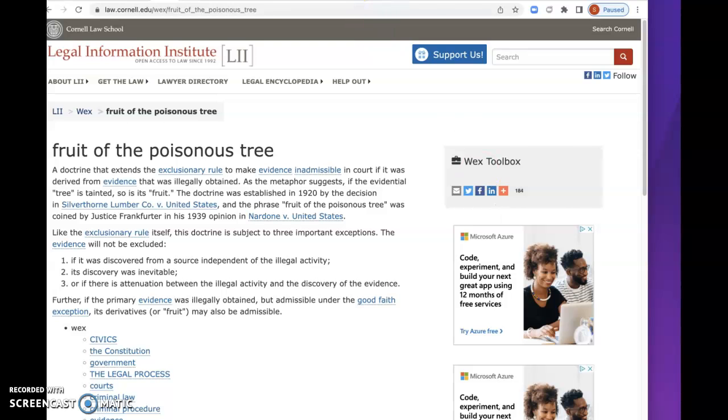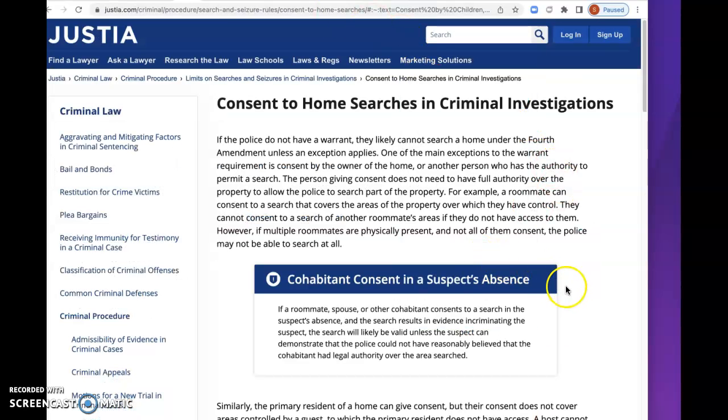The next thing I wanted, and I'm going to give you these links: consent to home searches. Who can give consent? Can a boyfriend give consent to his girlfriend's house? Did they both live there? I can't have you search my sister's house by me giving permission to go into it. It's not my house. I don't live there.